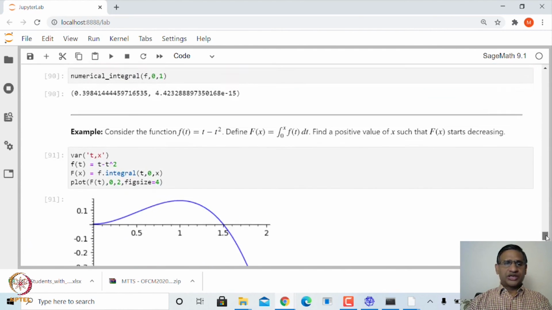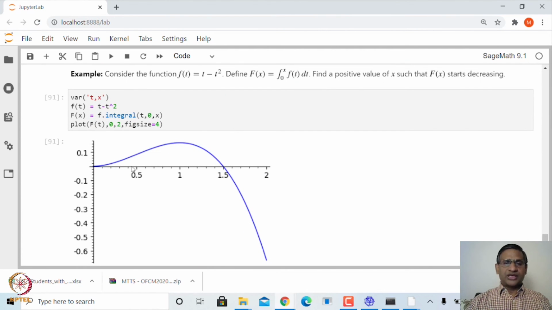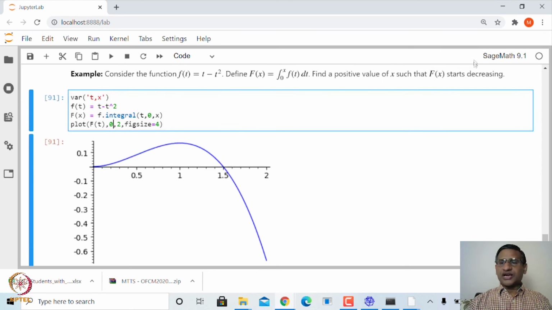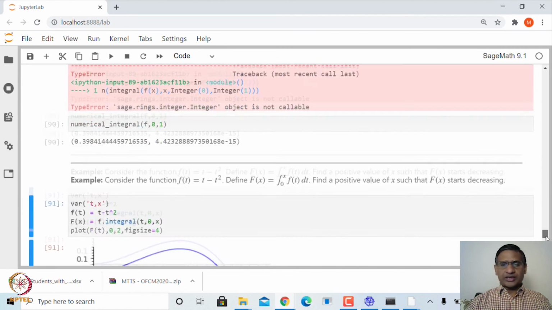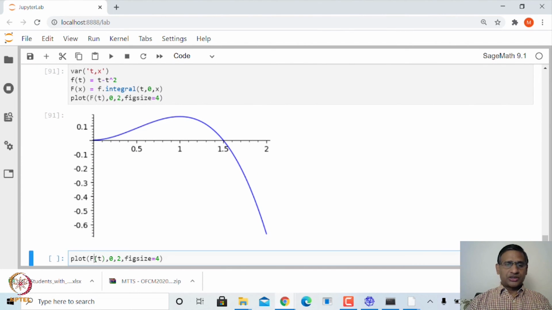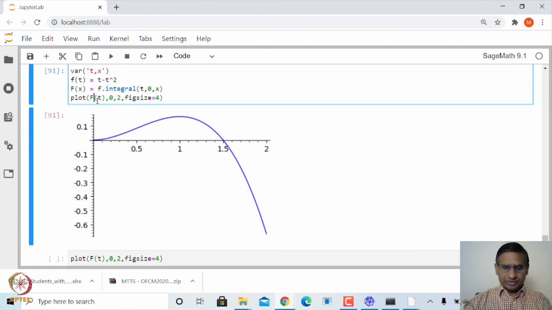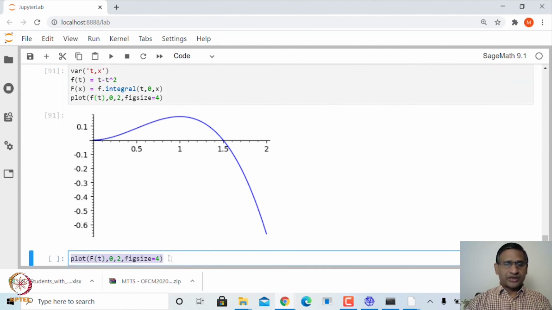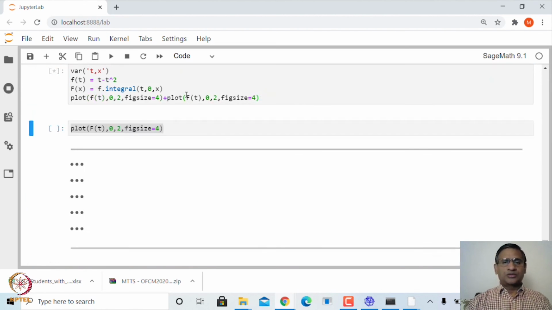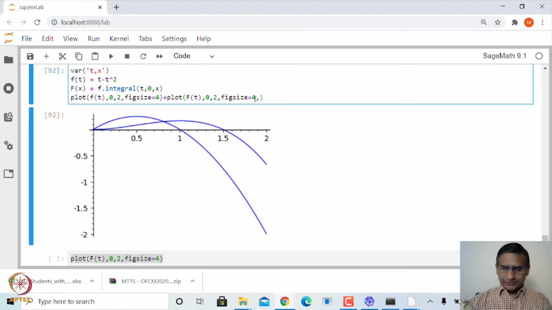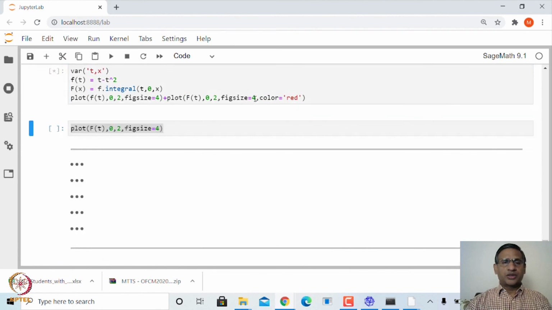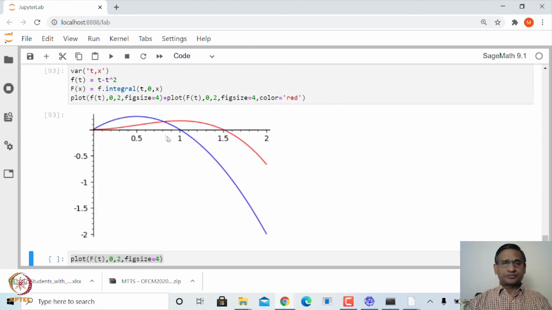So this is the graph of the function capital F, and when does it start decreasing? You can see here this is the point where it starts decreasing. Let us plot small f and capital F together so that we can compare. Let me put this in red color, color equal to red. So the blue one is the graph of the function, and the red one is the graph of the indefinite integral capital F(x).